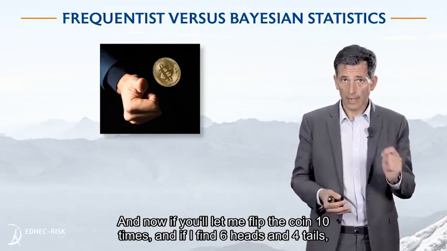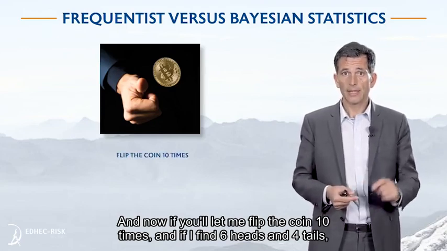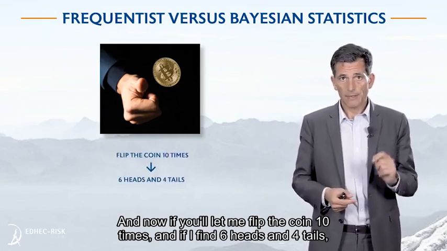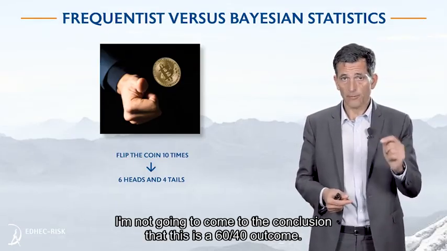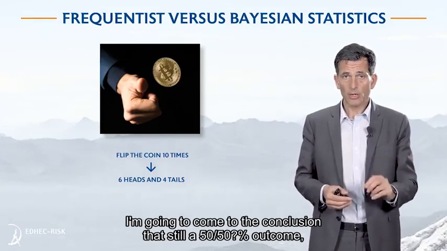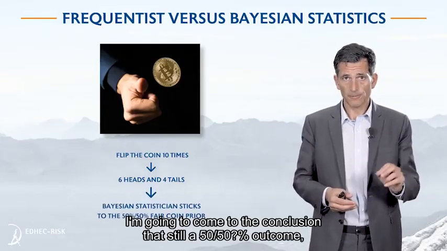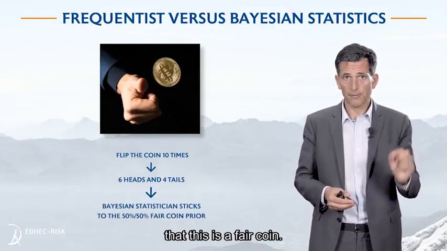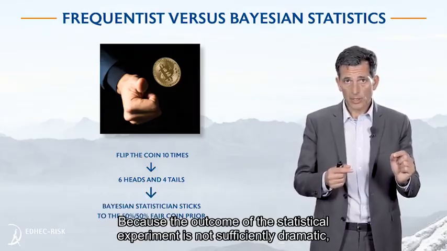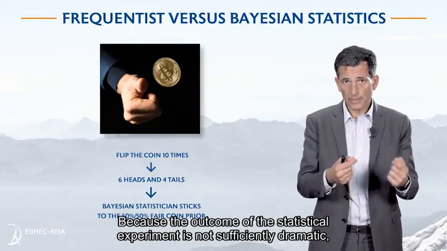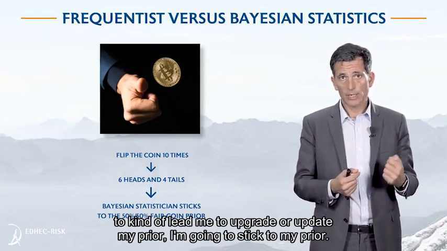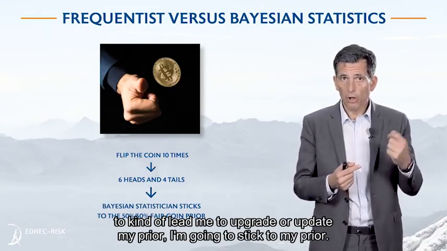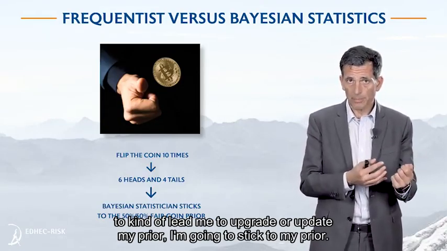And now, if you let me flip the coin 10 times, and if I find 6 heads and 4 tails, I'm not going to come to the conclusion that this is a 60-40 outcome. I'm going to come to the conclusion that it's still a 50-50 outcome, that this is a fair coin, because the outcome of the statistical experiment is not sufficiently dramatic to lead me to update my prior. I'm going to stick to my prior.